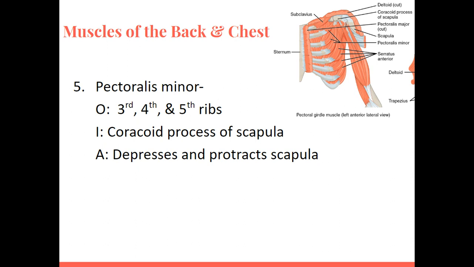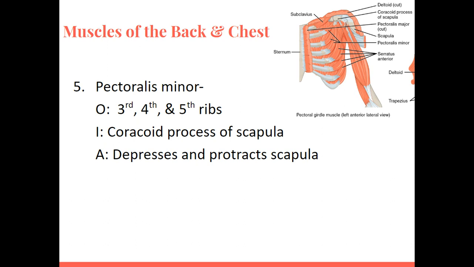Its origins are along the third, fourth, and fifth ribs. So if you count our ribs, if you remember, we go first, second, third. There's the third, fourth, and fifth ribs. It's going to arise from those three, and then it's going to come together. It's kind of shaped like a fan. So these three little bundles are going to come together, and it's going to insert onto that coracoid process.